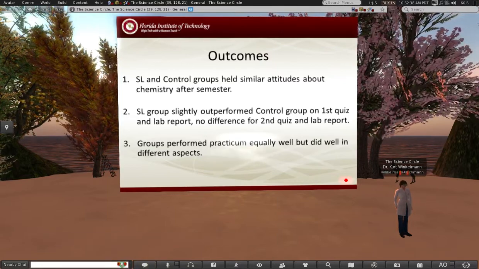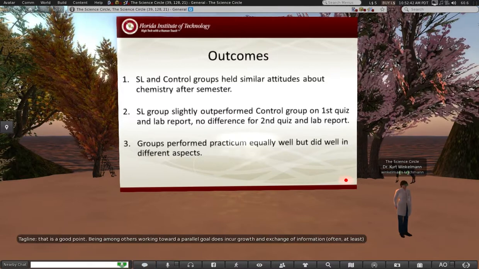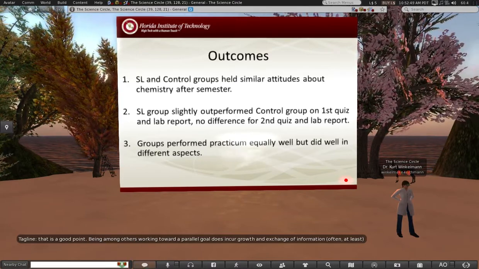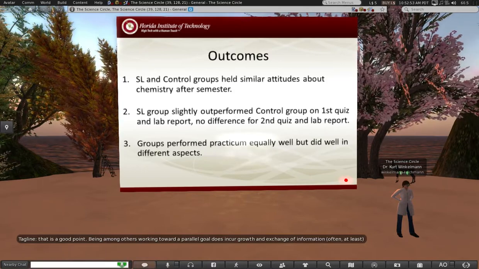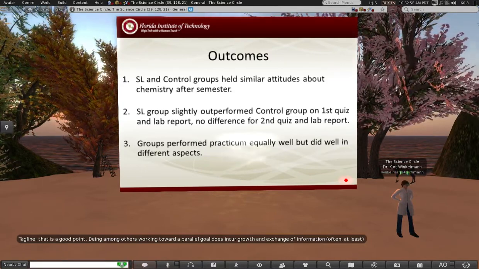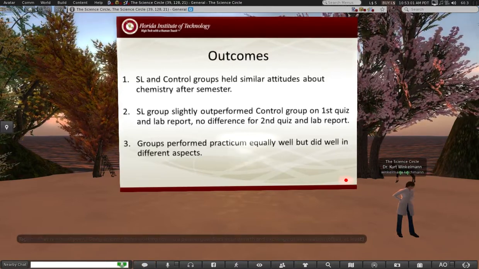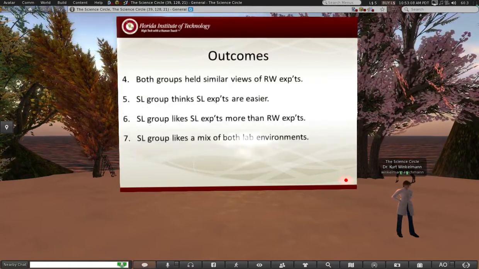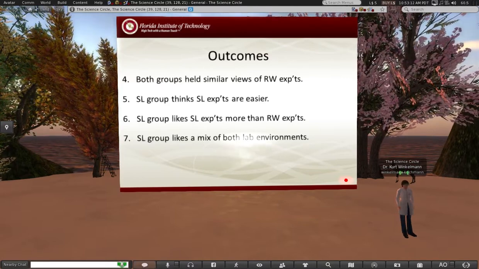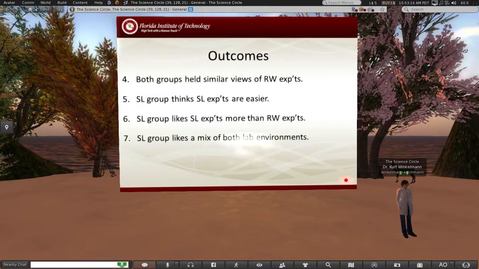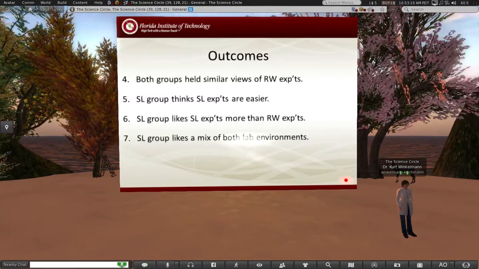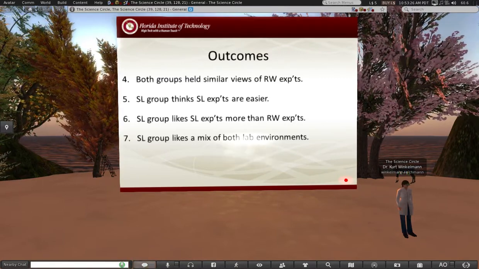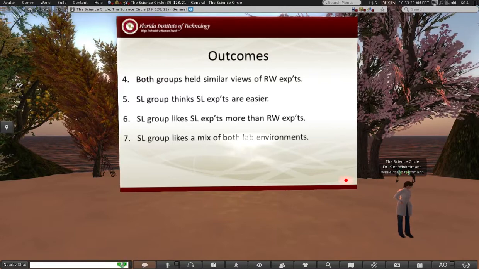Okay, so overall, the outcomes: they had similar attitudes about chemistry at the end of the semester. The Second Life group slightly outperformed the control group, but they at least did as well on the two experiments. They performed the practicum equally well, but there were different aspects of the practicum that each group did better than the other. And the real-world group had a greater confidence in their ability. Both groups had similar views about the real-world experiments. The Second Life group thought the Second Life experiments were a little easier because of the menus. They liked them more than the real-world experiments, but they would prefer a mix of the two.